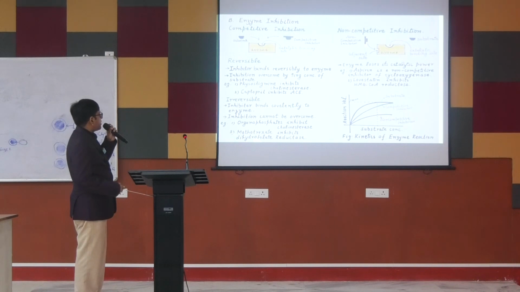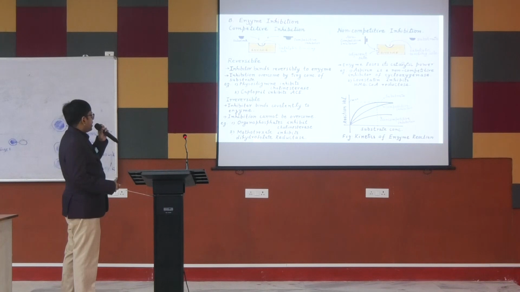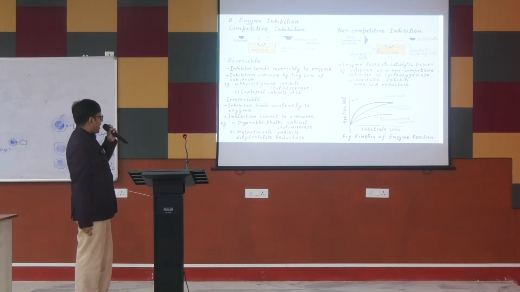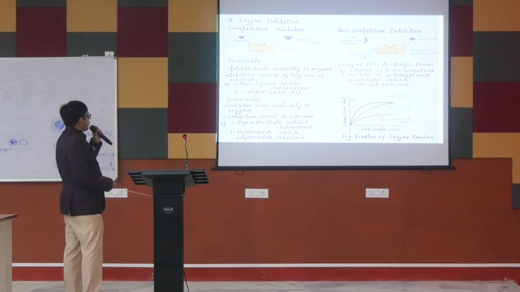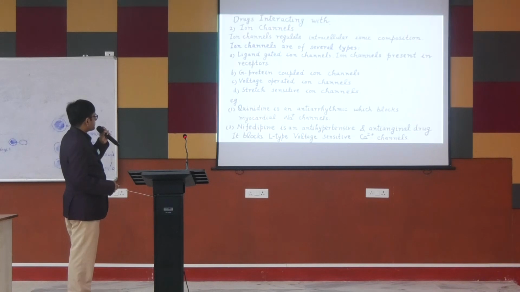Similarly, there can be non-competitive inhibition. Example, aspirin inhibits the enzyme cyclooxygenase. In non-competitive inhibition, there is a different site. In competitive inhibition, the drug binds at the same site. Here, the drug binds at a different site of the enzyme and alters the function of the enzyme so that the enzyme cannot act. So these are the old concepts. We have to mainly remember the examples.